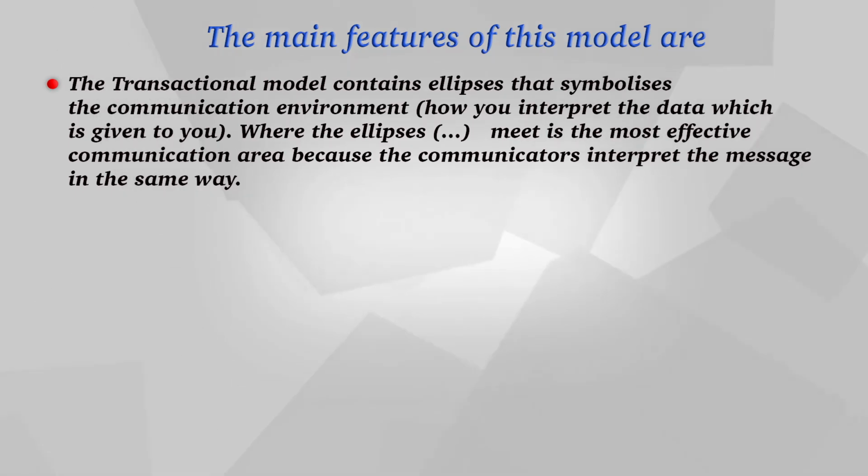So by ellipses we mean, many times you must have seen that there are three dots. So if we are showing the three dots, where they meet is the most effective communication area because the communicators interpret the message in the same way, whether it is the sender or the receiver. So at this point of time, the message which is communicated is interpreted in the same way.